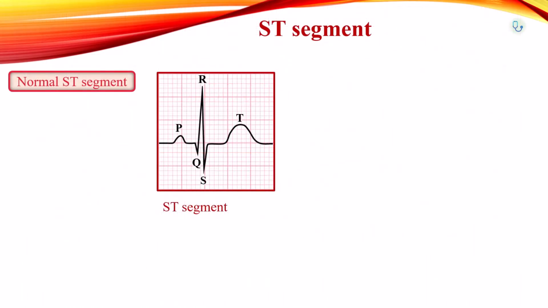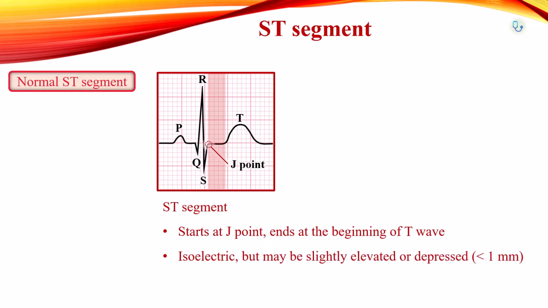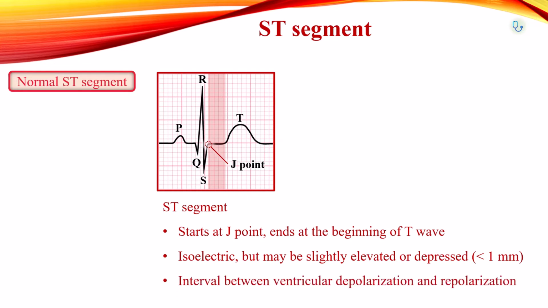The ST segment starts at the J point, the junction between the QRS complex and the ST segment, and ends at the beginning of the T wave. The ST segment is isoelectric and should be level with the PR and TP segments. It may have slight upward concavity, or may be slightly elevated or depressed, usually by less than 1 mm. The ST segment represents the interval between ventricular depolarization and repolarization.